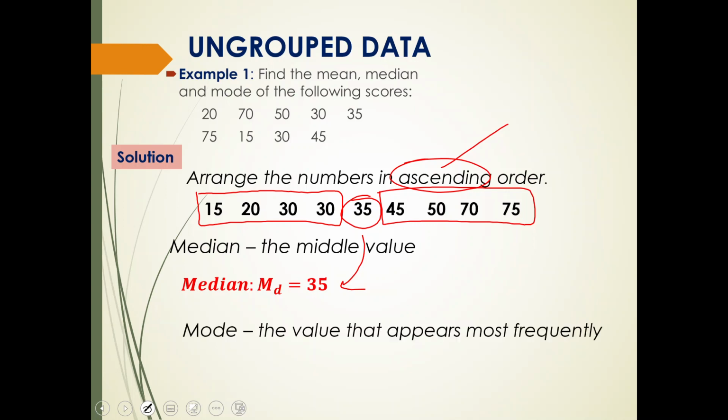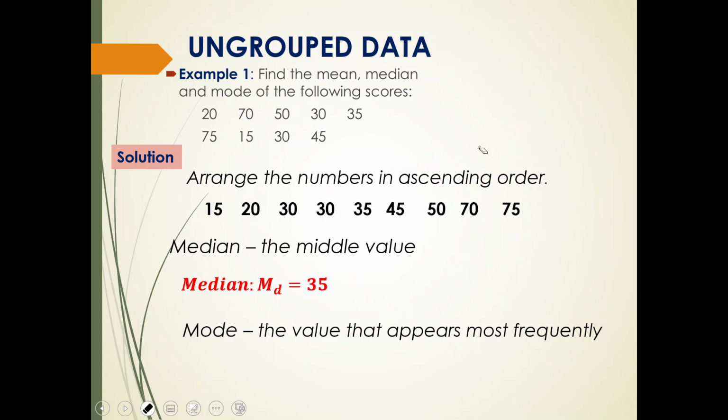Okay. Now the mode is the value that appears most frequently. Now if you take a look at the mode, you take a look at these numbers. Like for example, 15 occurs once, 20 occurred once, 30 on the other hand occurred twice, 35 once, 45 once, 50 once, 70 once, 75 once. So the data that occurs the most number of times is 30. So that's why your mode is equal to 30. So your median is 35, your mode is equal to 30.